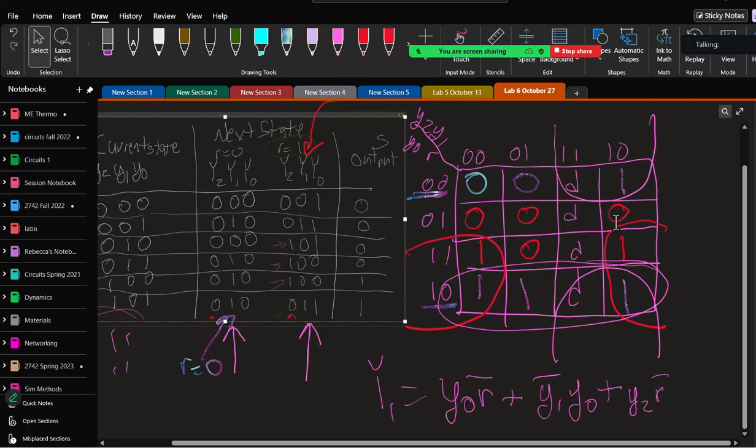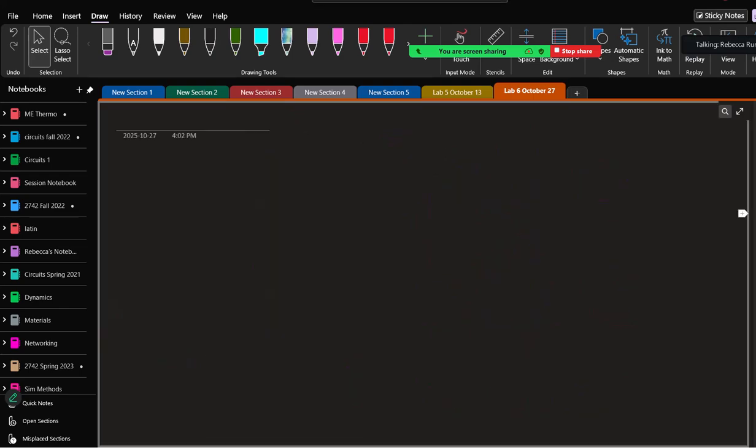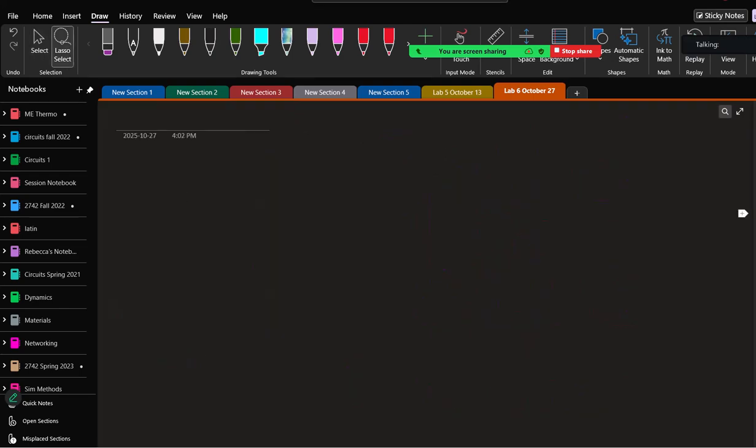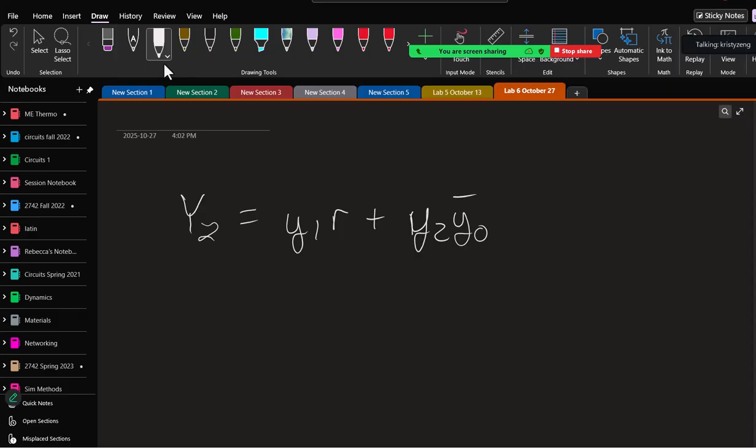Let's see. Y'all have this written down, right? Somebody tell me what y1 is, the equation for it. Or tell me y2 first. For y2, we had y1 r or y2 y0 bar ANDed with r.